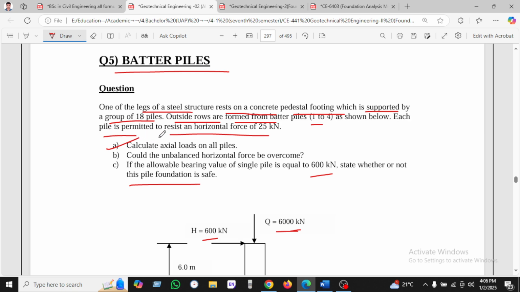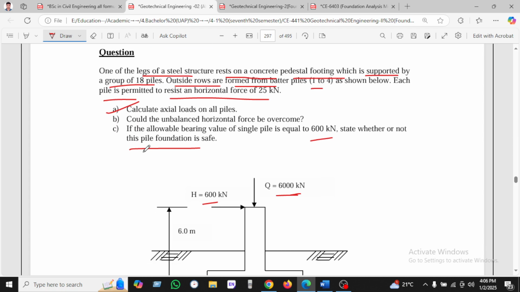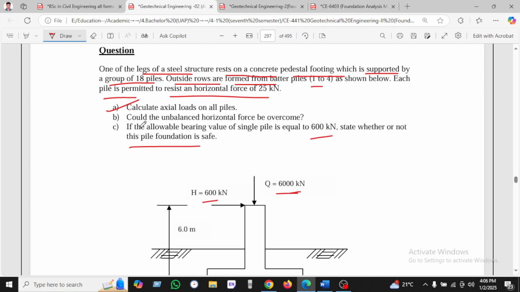Each pile is permitted to resist a horizontal force of 25 kN. First, calculate the axial load on all piles. Second, check whether the unbalanced horizontal force is overcome. Third, the allowable bearing capacity of a single pile is equal to 600 kilonewton, and state whether or not this pile foundation is safe.